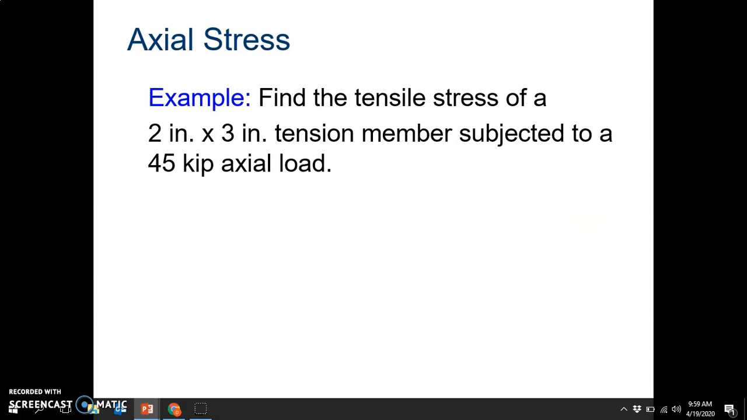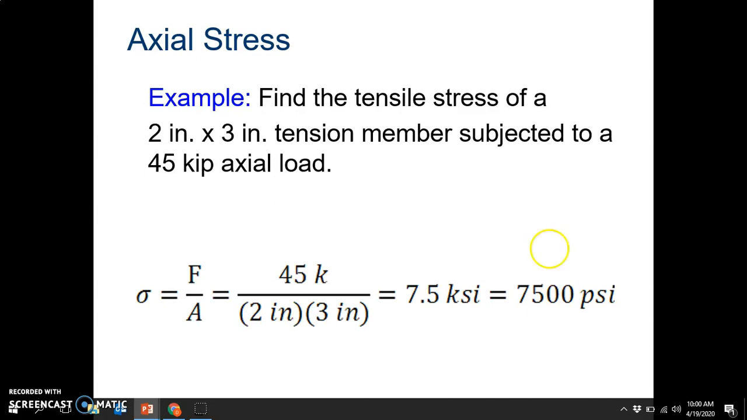I tell you that a 2-inch by 3-inch member is subject to a 45 kip tensile load. Okay, so we know that the force applied is 45 kips, and I know that the member is a 2-inch by 3-inch rectangular piece. So we know that our formula is stress equals force over area. Force is 45 kips. You'll have to quickly calculate the area for a 2 by 3. That's easy enough. Do the division, and we have kips divided by inches times inches, KSI, or PSI. Okay, that's it for stress.